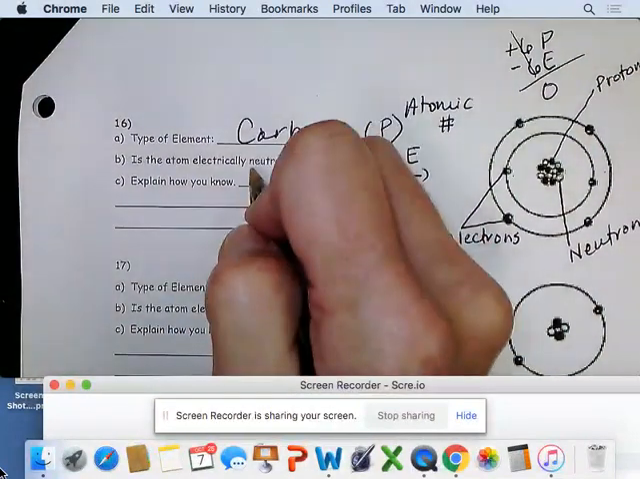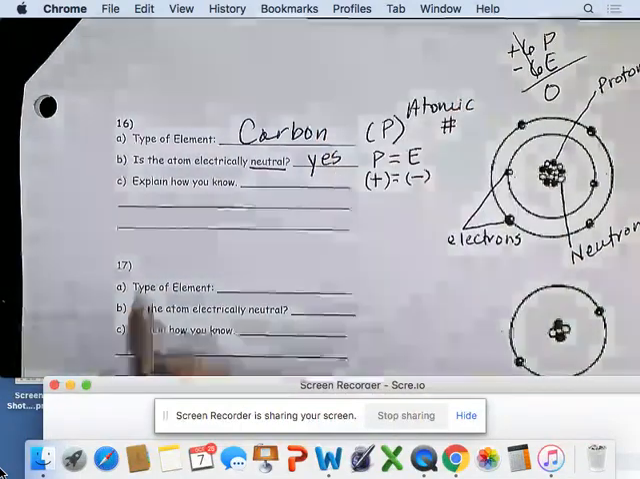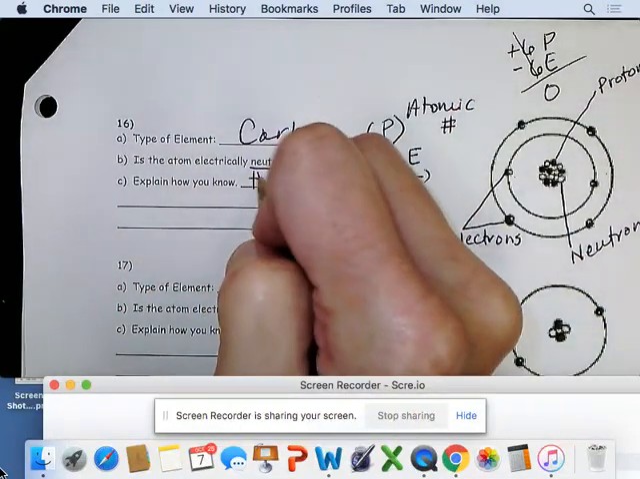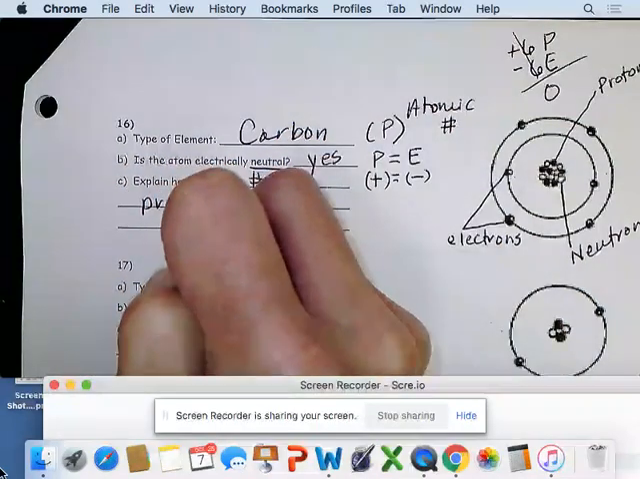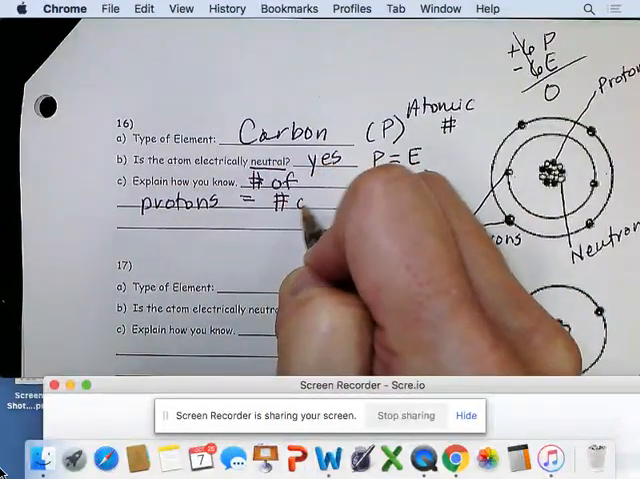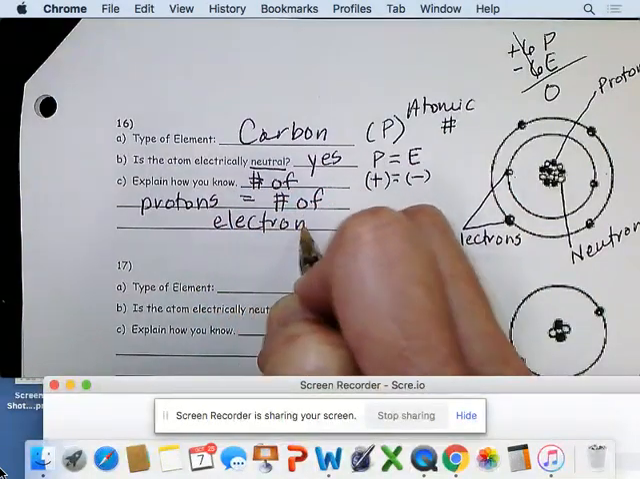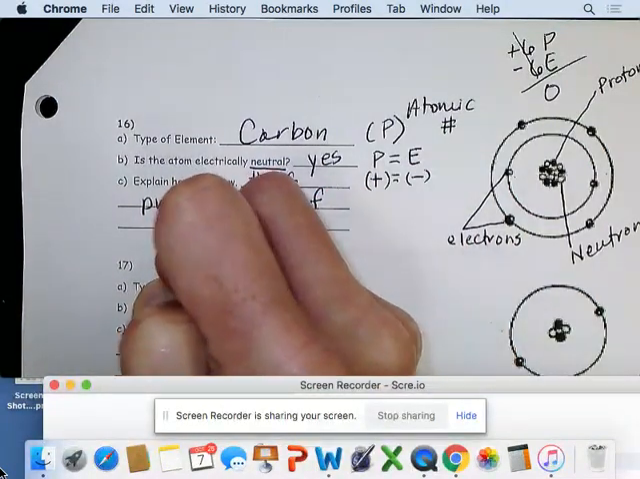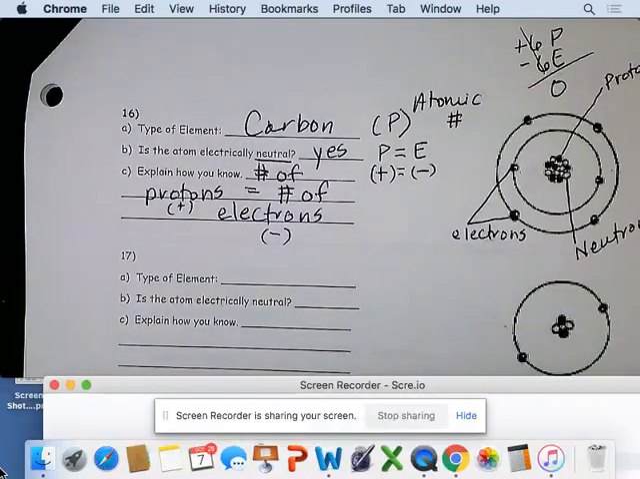So is the atom neutral, which means 0 charge? And the answer is yes. How do I know? My number of protons equals my number of electrons. Okay, so those two numbers are equal. The positives equal the negatives, and so they cancel each other out. And you would continue on like that for the rest of the problems on the homework.